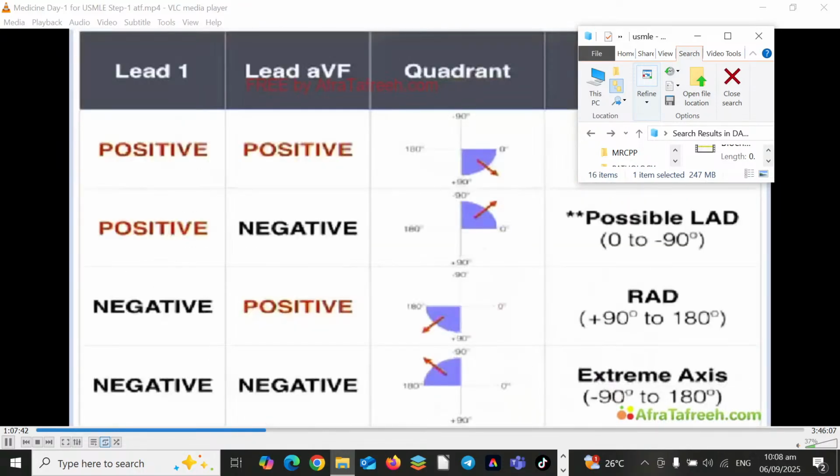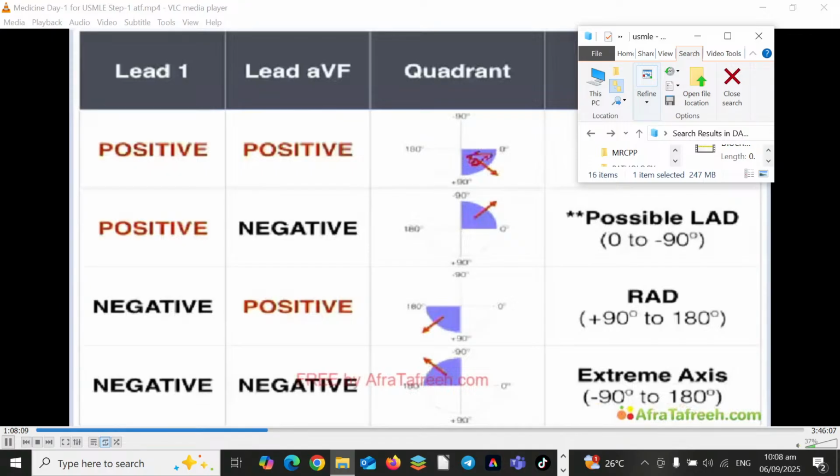This is what I'm trying to talk about. So I'll repeat it right now. I'll sum it up. We are just looking at two axes. One is lead 1, which is 0 degrees. Another is AVF, which is 90 degrees. If it is positive in both, that means it is in this quadrant. It's already shaded. So it becomes 0 to 90 degrees.